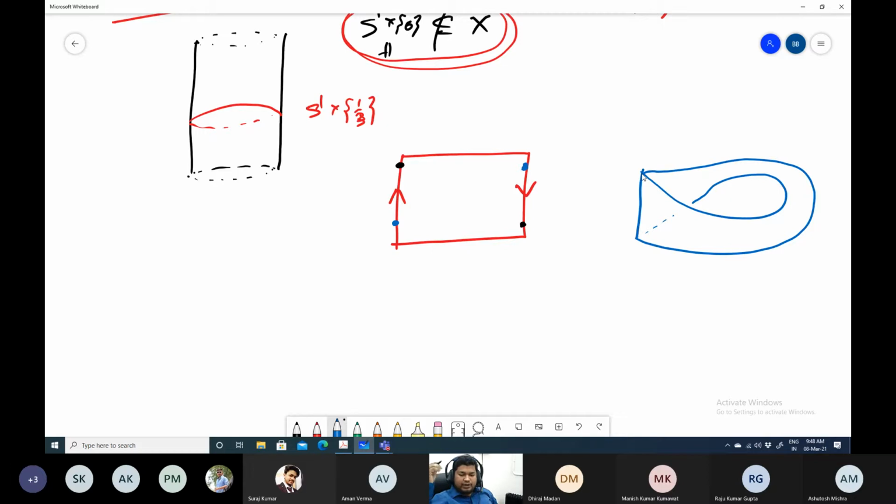Now tell me, what will be the deformation retract of the Mobius strip? Circle. Now can you give me the circle? Yes, sir. The middle points are mapped to the same points, so we get a circle there. Okay, so you are saying that if we take this point, it will be identified with this point. So you take this circle, right? Can you take any other circle? No, sir.